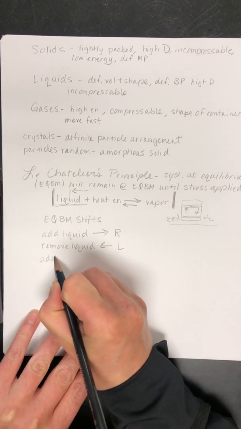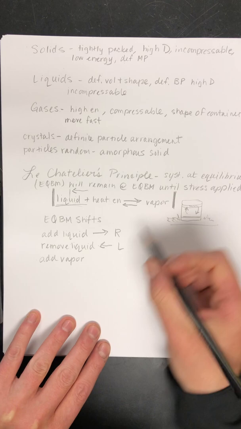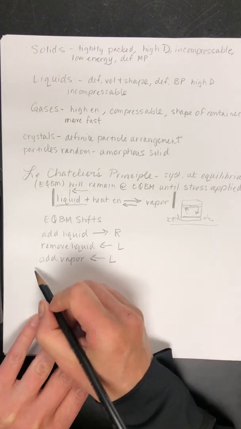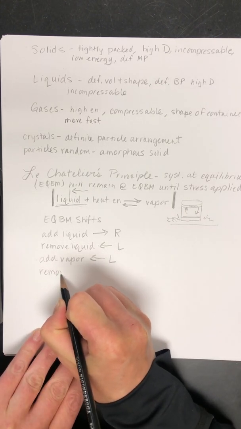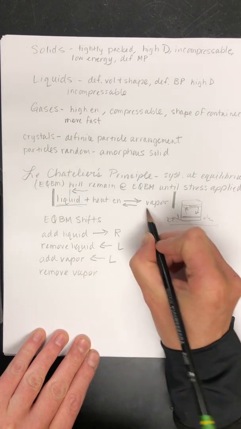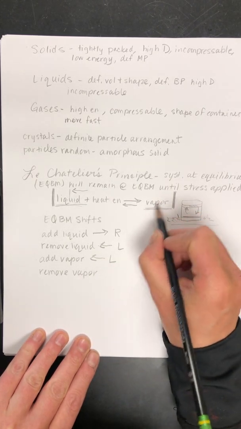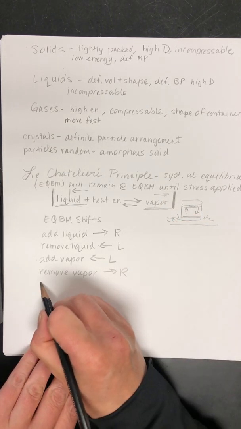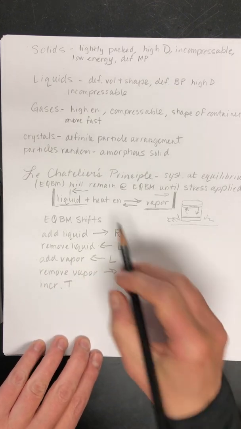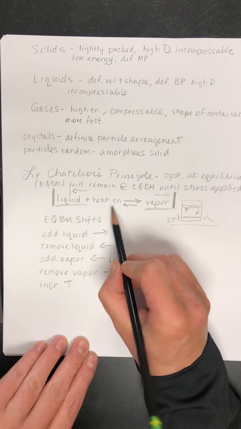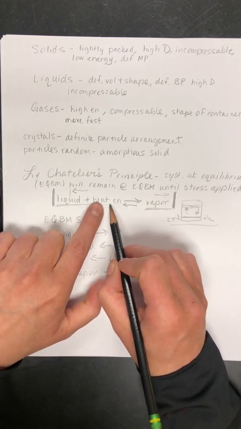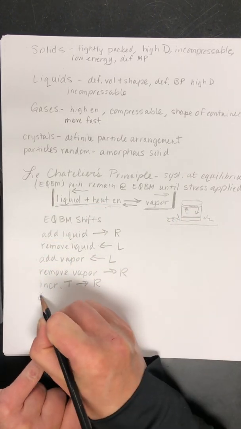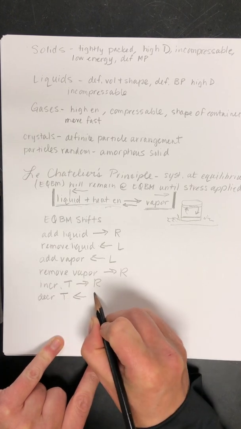If you add vapor, remember it can't go past this end, so it's going to have to shift left. If you remove vapor, so this is like the spot for vapor, if you remove some of it, then it's going to have to shift over that way, so it's going to shift to the right. If you increase the temperature, so this is the temperature's place right here, it can't move back, it's got to shift to the right. If you decrease the temperature, then it'll shift to the left.